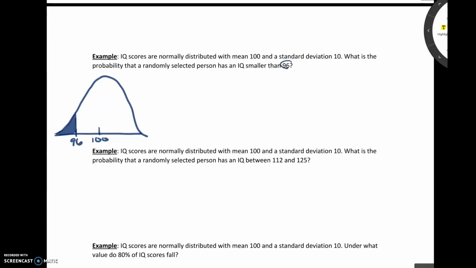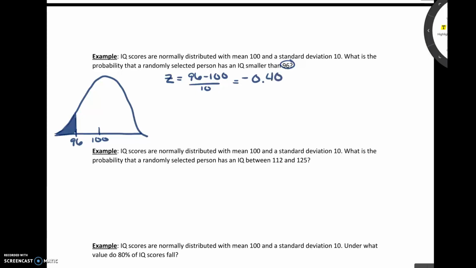So the first thing we have to do is standardize the value of 96. So we take the 96 minus the mean divided by the standard deviation. And if you put that in your calculator, you should find that this is equal to negative 0.40.